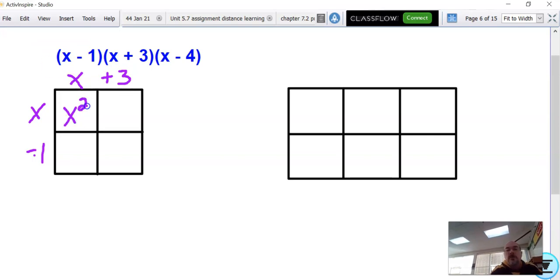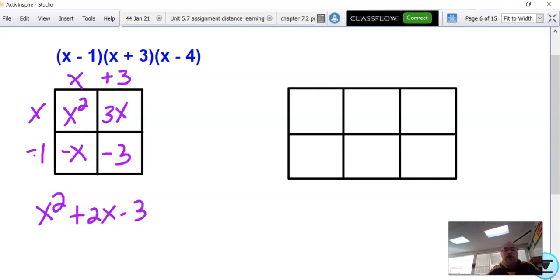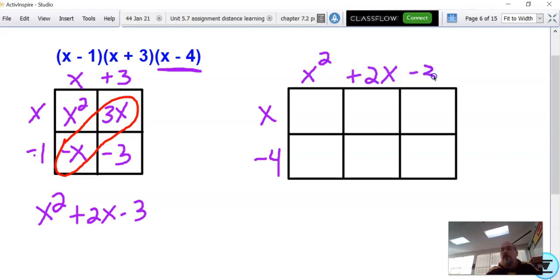We get x squared. We get 3x here. We get the minus x there, or minus 1x. And we get a minus 3 here. So when I combine my like terms, I now have an x squared plus a 2x minus a 3. Again, these two are alike, so you combine them. Now, what haven't I used? Well, I didn't use the x minus 4 yet, right? So I'm going to put that on the side, and then I'm going to take the x squared plus 2x minus 3 and put it there.